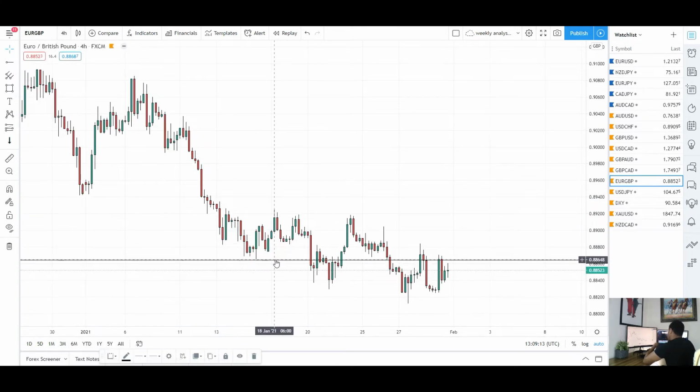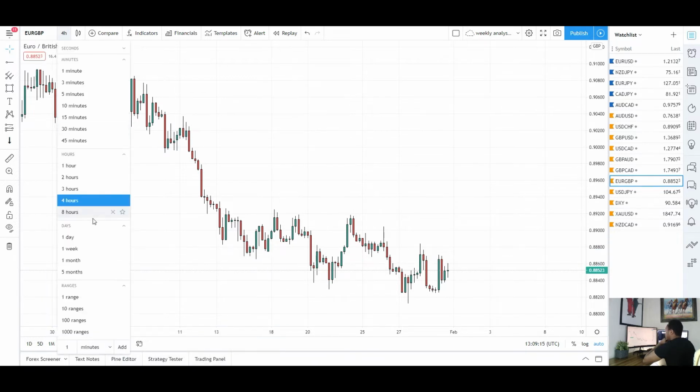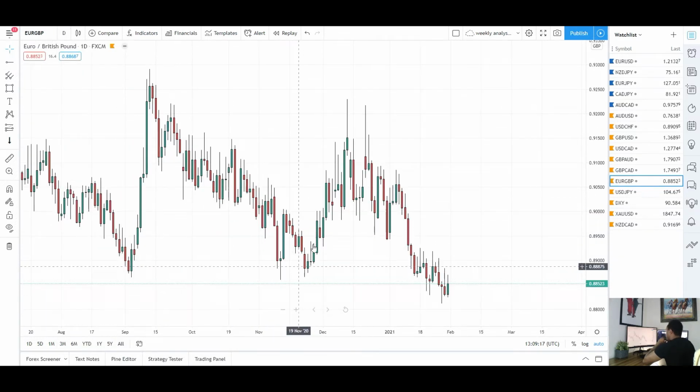If not, we could just be on our way to the downside and really start to see a bearish trend in this pair and see some lower lows and lower highs for EURGBP.